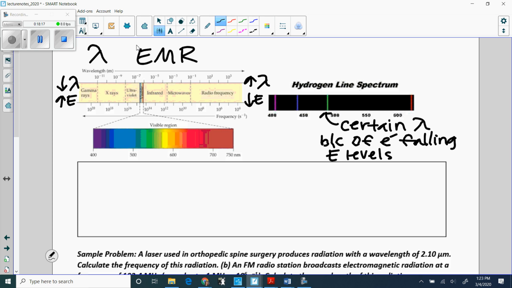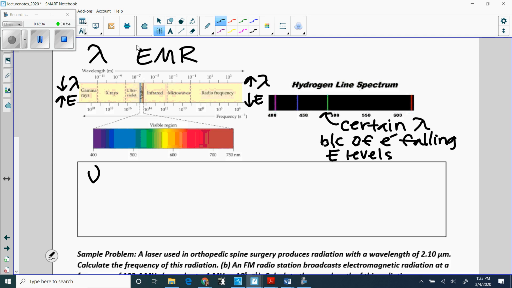Every element is different. So we astronauts use these to see elements in space, because every element is going to have its own. We have 2 math equations. You don't have to memorize these. These are in your equation sheet.